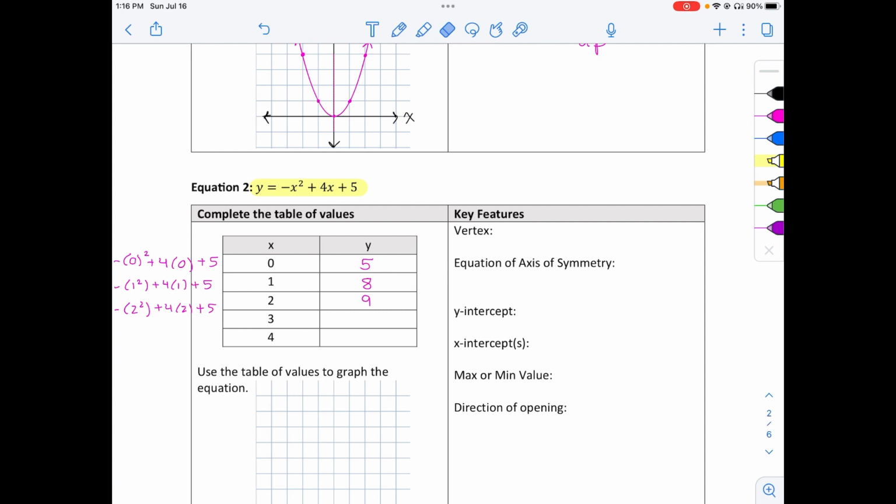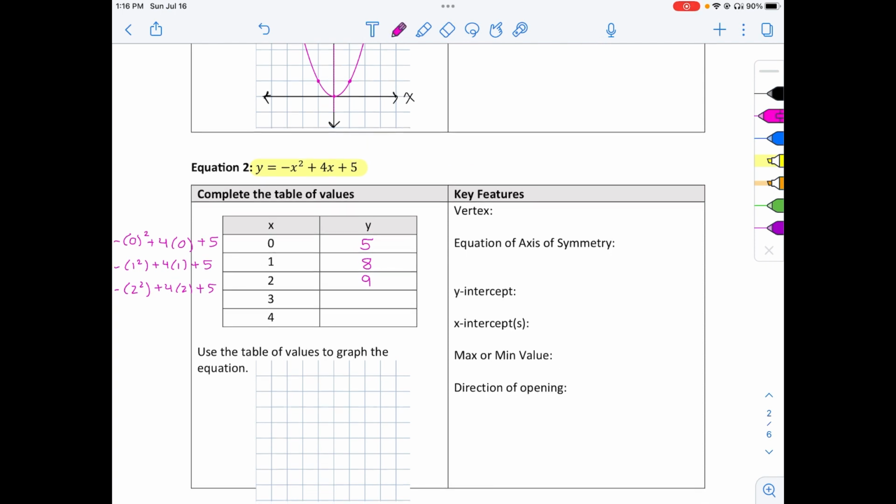We'll do the same thing again for 2 more values. So for 3, we'll have negative 3 squared plus 4 times 3 plus 5. Okay, so again over here, 3 squared is 9, and then I'm making it negative. Plus 4 times 3 is 12, plus 5. So negative 9 plus 12 is positive 3, plus 5 is 8.